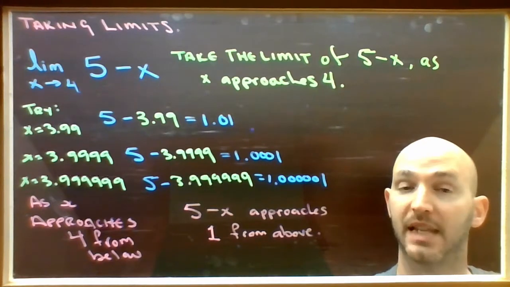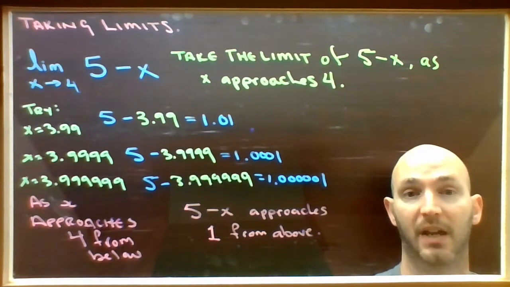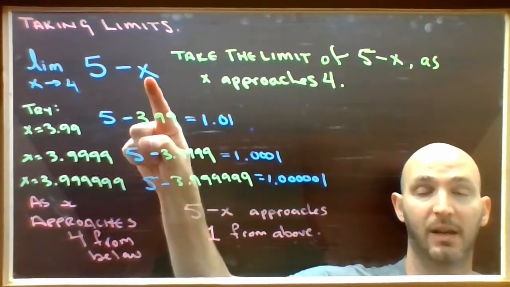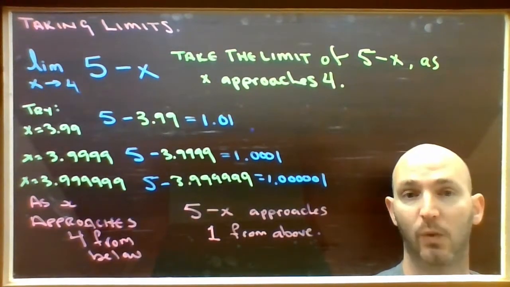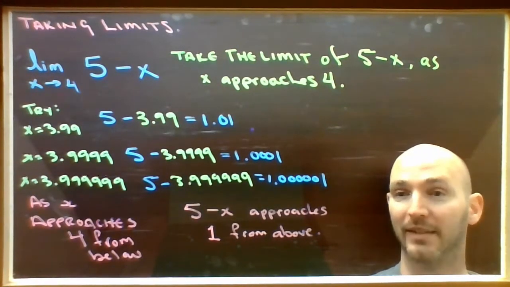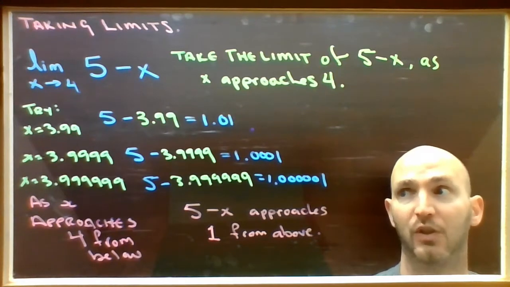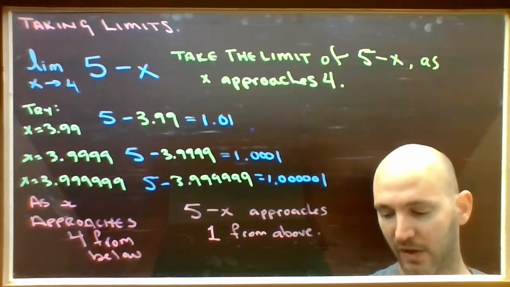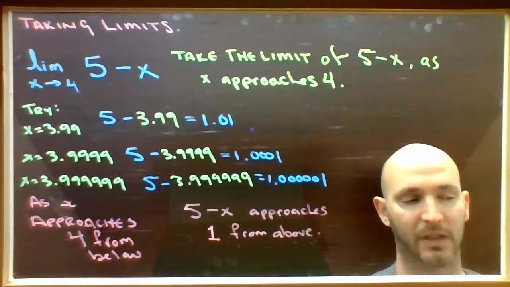Now, we could have saved ourselves an enormous amount of time by just taking the number 4 and putting it here. And 5 minus 4 is, well, it's 1. That's okay. You could put that number in there, see what happens. And it's all right as long as you have a function that's going to behave itself.